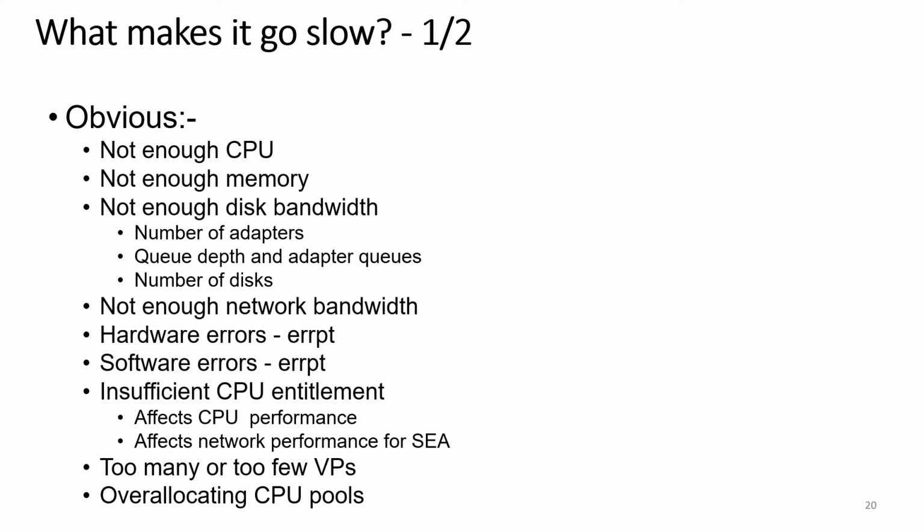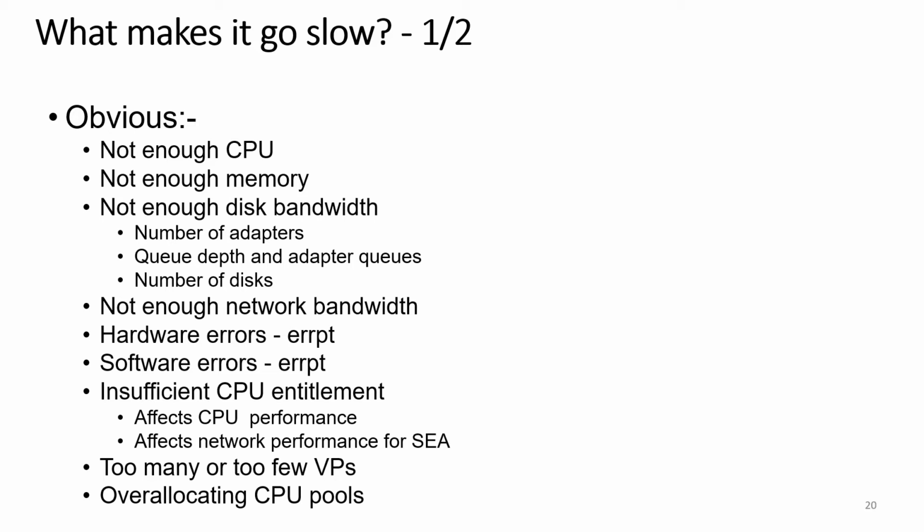So what makes a system go slow? There's the obvious things. Not enough CPU, and by that I'm talking about both entitlement and virtual processors. Not enough memory, not enough disk bandwidth. You know, it could be the adapters, it could be the queue depth, it could be the number of disks, it could be the transfer rates. Not enough network bandwidth. Hardware errors, software errors, you go to ERPT to find those.